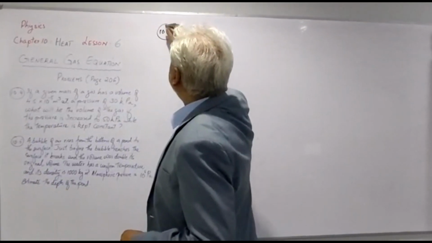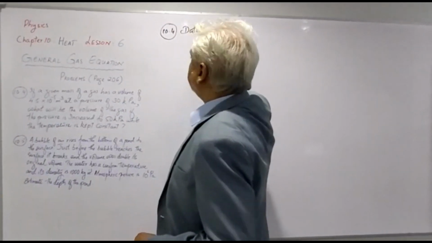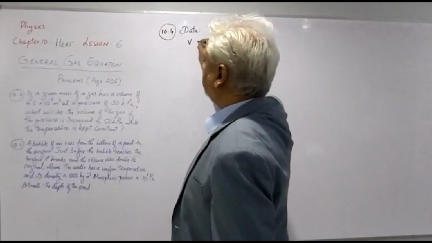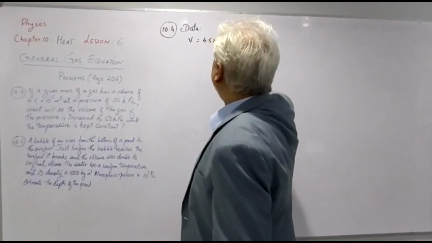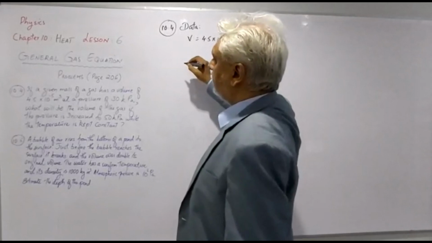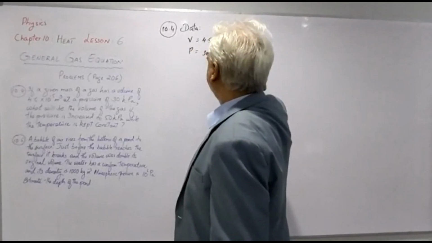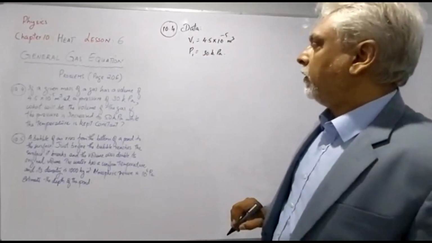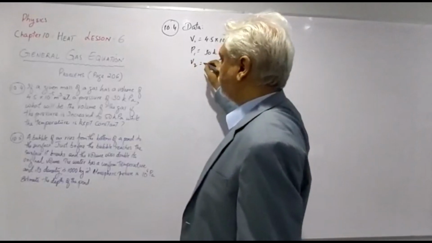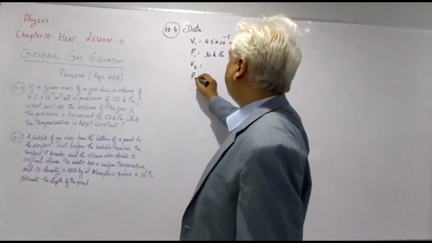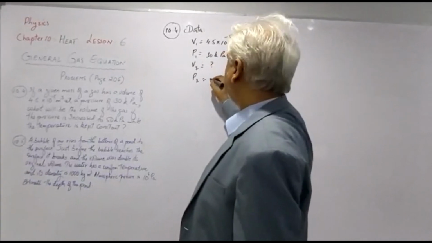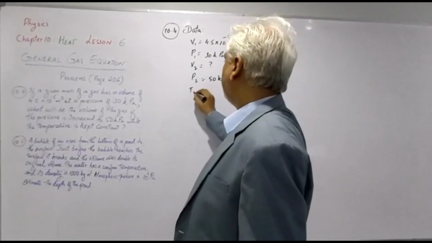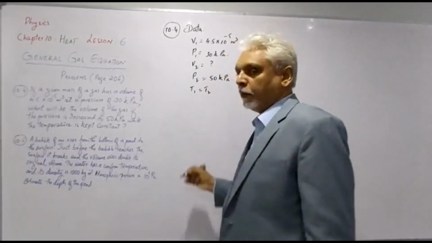I'll just write down the data. Now it says here that if a given mass of gas has a volume of 4.5 times 10 raised to the power minus 5 meter cube at a pressure of 30 kilopascal, let's say this is V1. What will be the final volume of the gas if the pressure is increased by 50 kilopascal, while the temperature is kept constant? T1 and T2 are both equal.